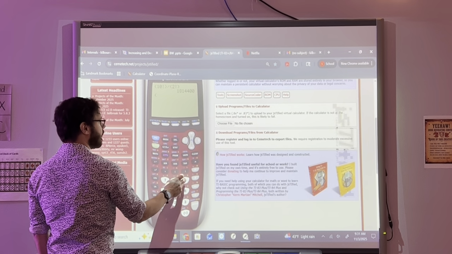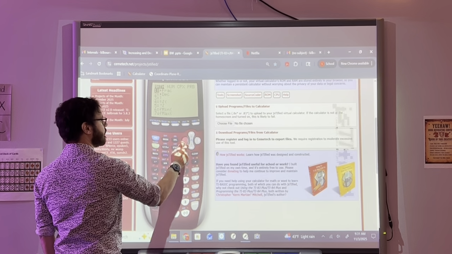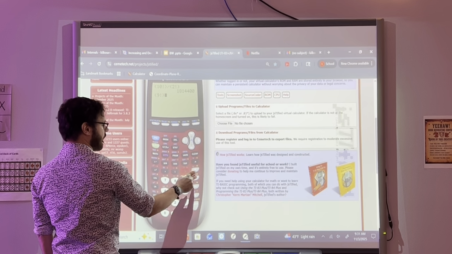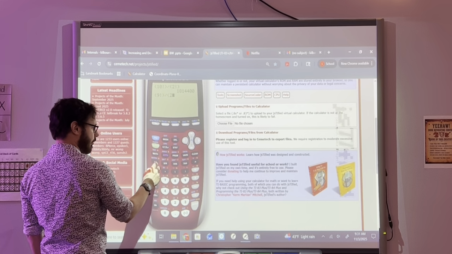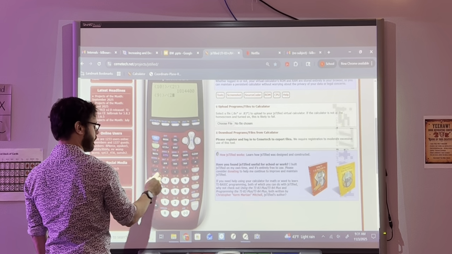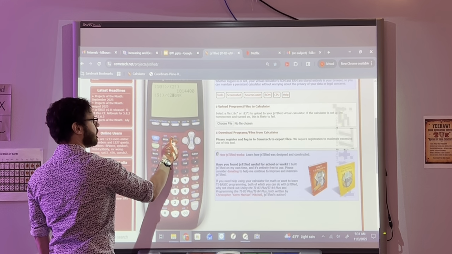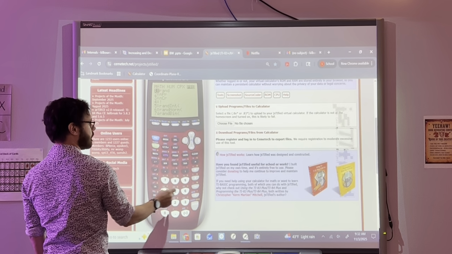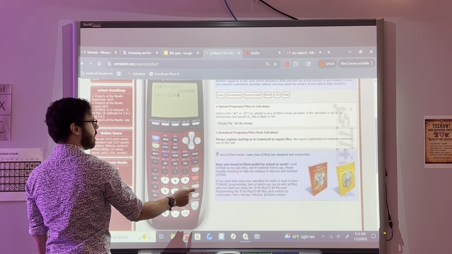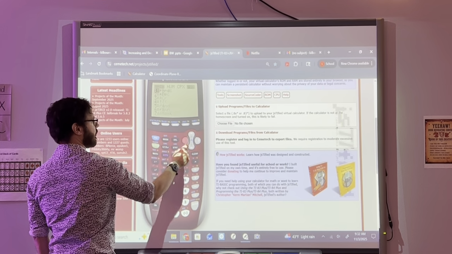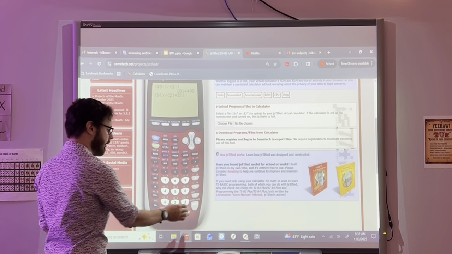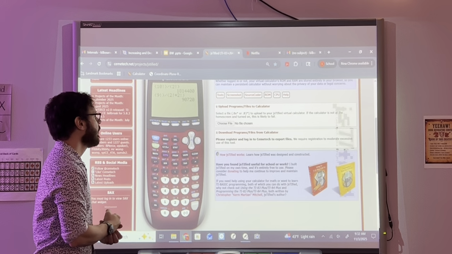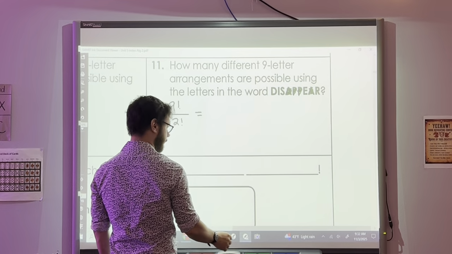In a bubble, 9 factorial divided by, and then again in another bubble, 2 factorial times 2 factorial. Keep your parentheses all nice and neat, get an answer, 9720.